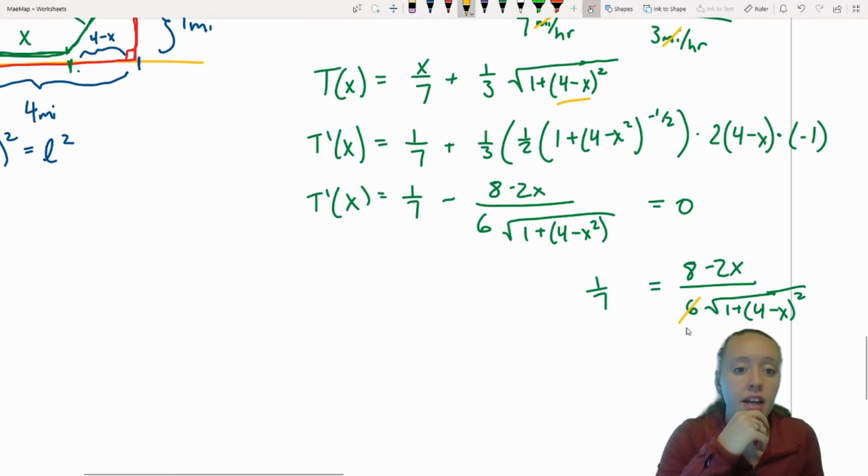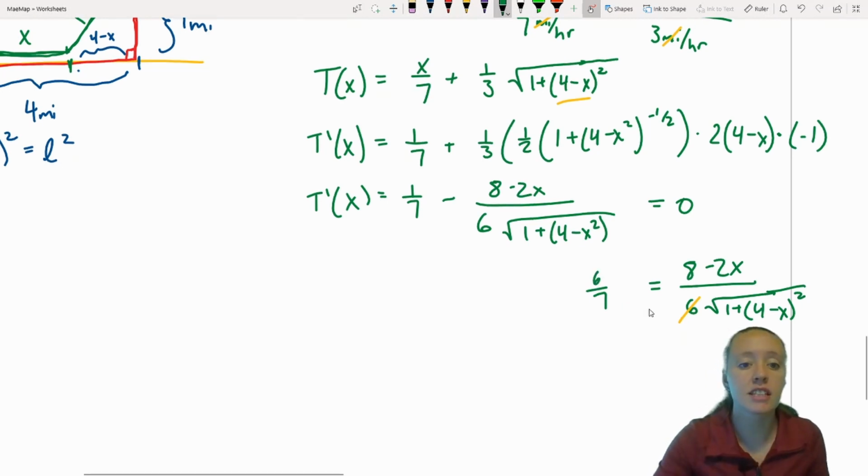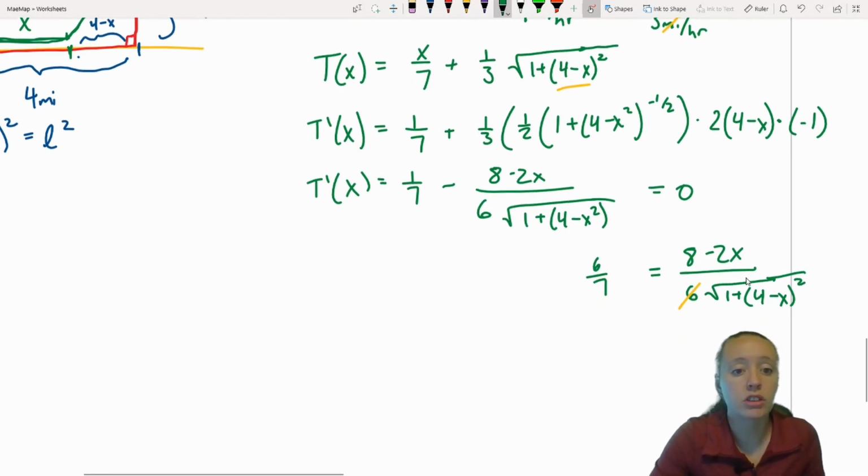When I do that, this 6 will get canceled out, and I'll have a 6 in my numerator over here. So now I have 6/7 is equal to (8 minus 2x) times the square root of 1 plus (4 minus x) squared. And you know what? Let's go ahead and rewrite this 8 minus 2x. Let's put it back as 2 times (4 minus x). That way I can also get rid of this 2 by dividing both sides by 2.